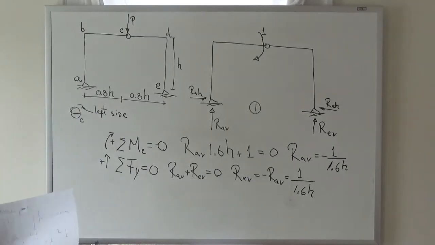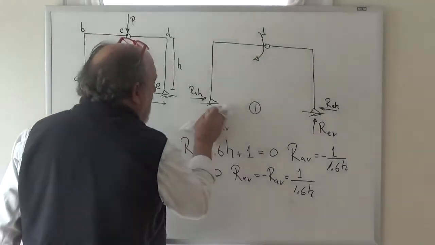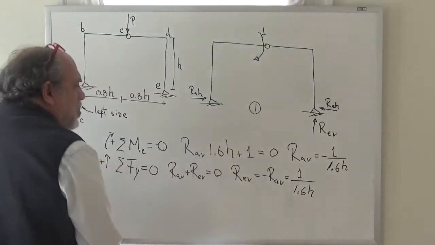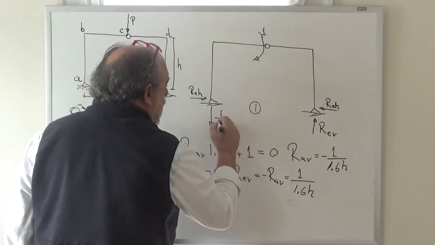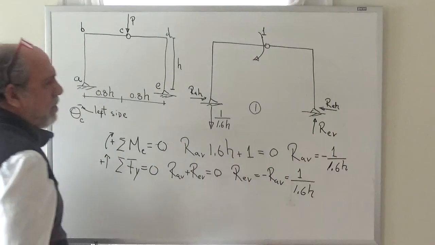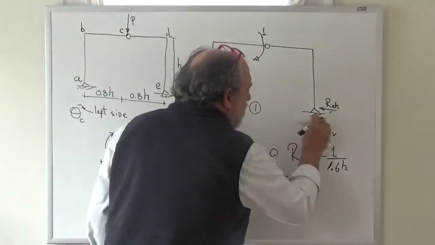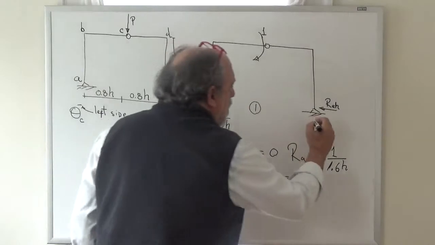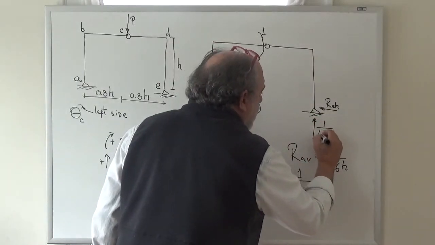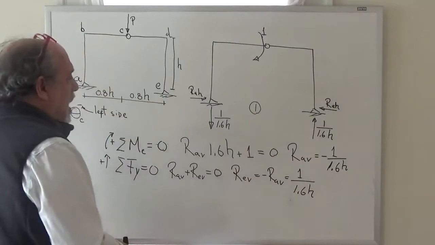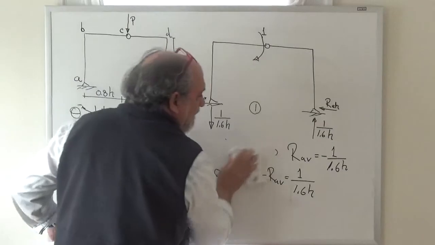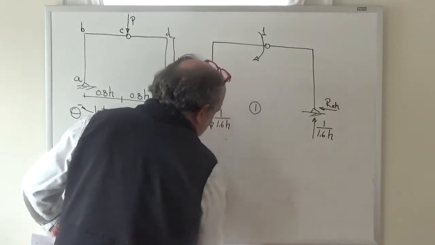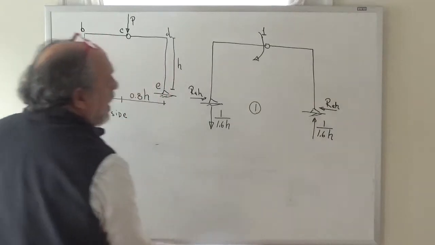So, in order to be able to erase and keep things, instead of writing RAV here in that direction, I just simply put what its value is that we just found. So there is a reaction here equal to 1 over 1.6 H going down. On this other side, we have a reaction of 1 over 1.6 H going up, and we can then erase this thing here. Right, so that's our situation.